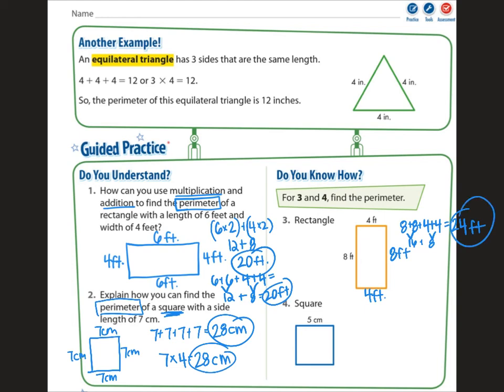Okay, we have a square here with sides of 5 centimeters. If I know that it's a square, all sides are the same length. I can do 5 plus 5 plus 5 plus 5, or I can say 5 times 4 will give me 20.